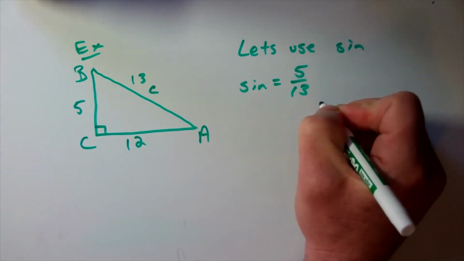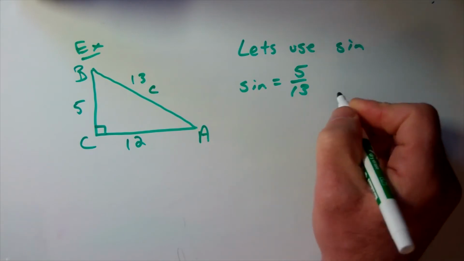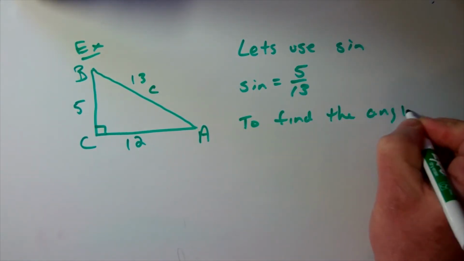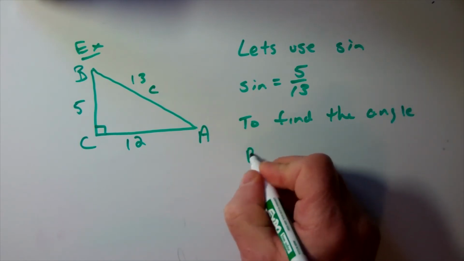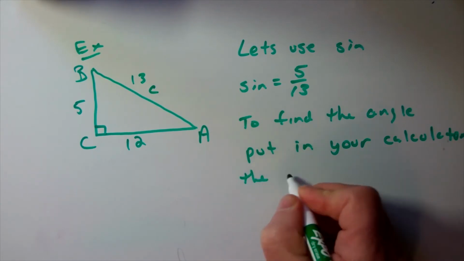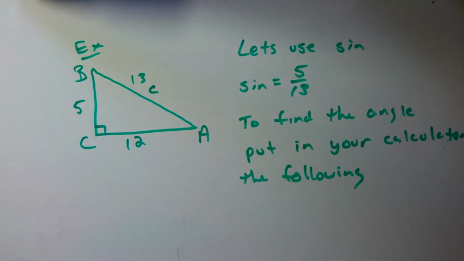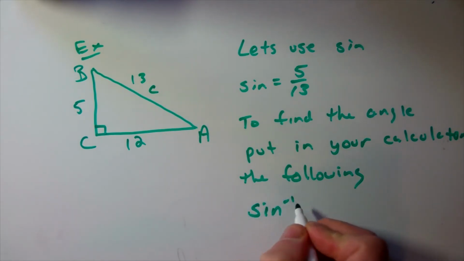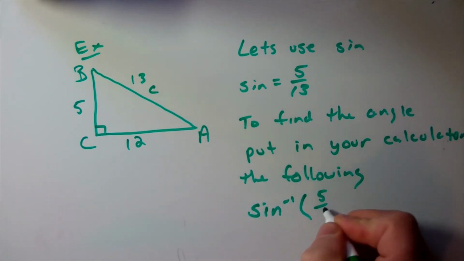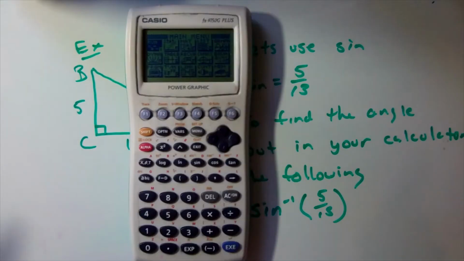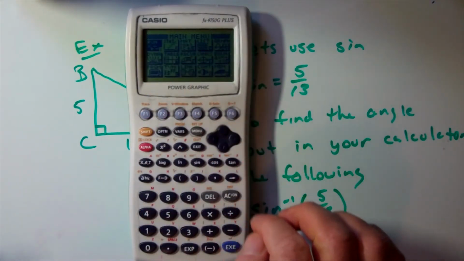So, sine of angle A equals 5 over 13. Very careful. Now, to find the angle, you're going to put in your calculator sine to the -1 of 5 over 13. Now it looks like this. So if I had a calculator, there it is. Okay, good.